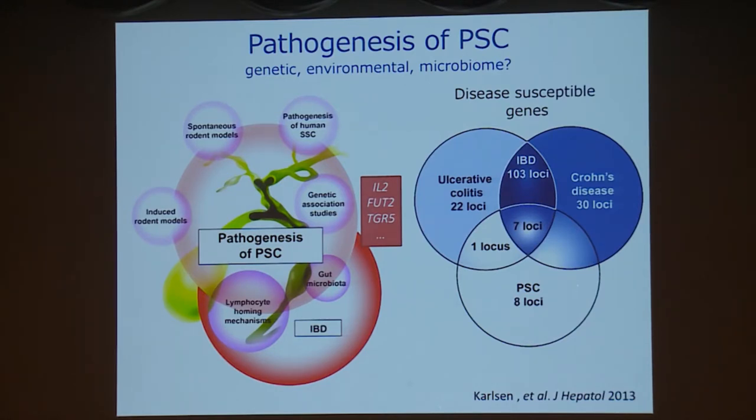The genetic susceptibility to PSC aligned with prototypical autoimmune diseases as much as with IBD, but they only account for a fraction of the liability in PSC, underscoring the role of other environmental factors, including the gut microbiota.